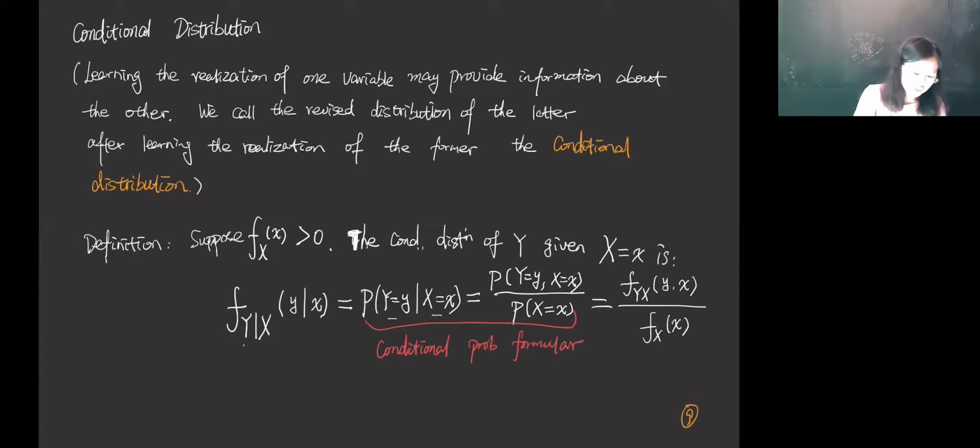And in this definition, this x is called the conditioning variable. So this is the modified or revised distribution of y after we learned that the realization of x is little x.